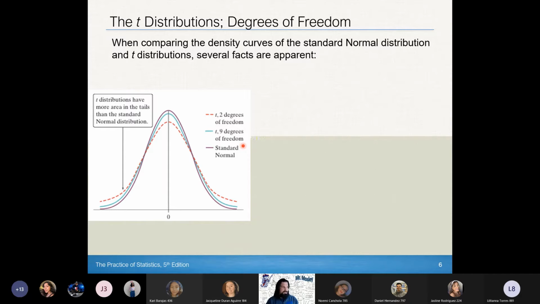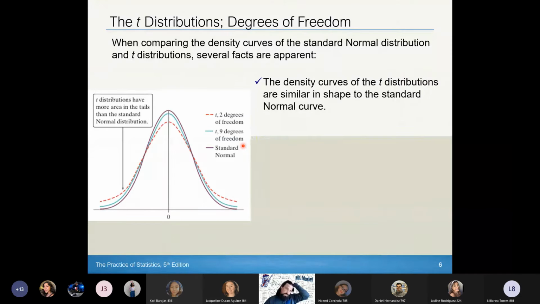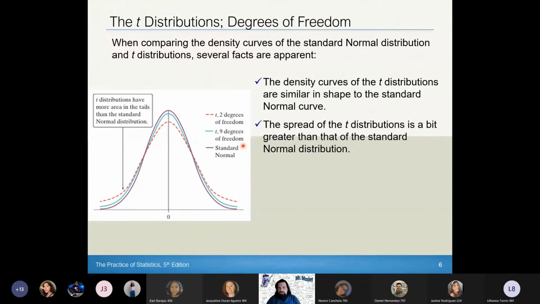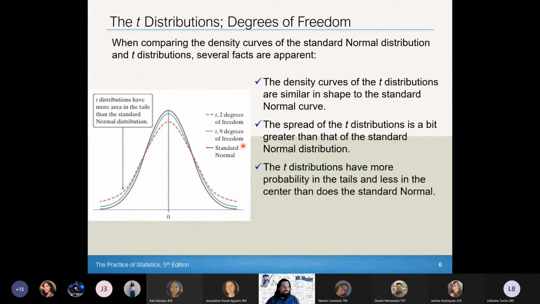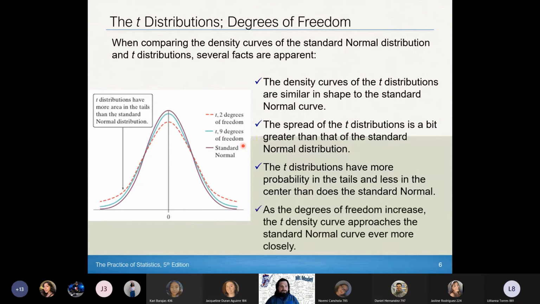They're symmetric, centered at 0. That kind of works out. The density curves of the t distributions are similar in shape to the standard normal curve. The spread of the t distributions is a bit greater than that of the standard normal distribution. The t distributions have more probability in the tails and less in the center than does the standard normal. And as the degrees of freedom increase, meaning our sample size is getting larger, the t density curve approaches the standard normal curve ever more closely.